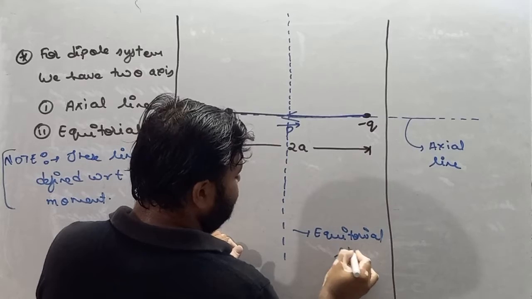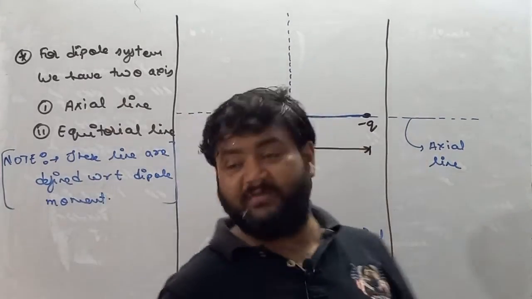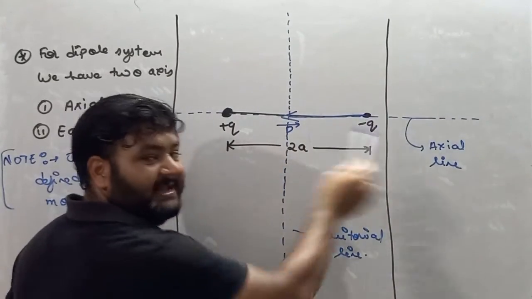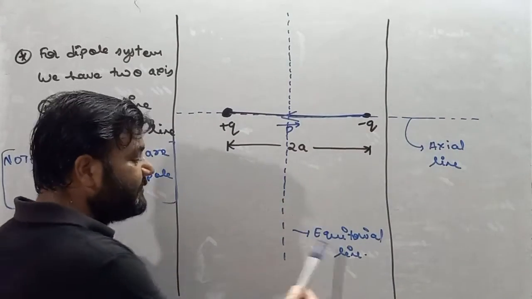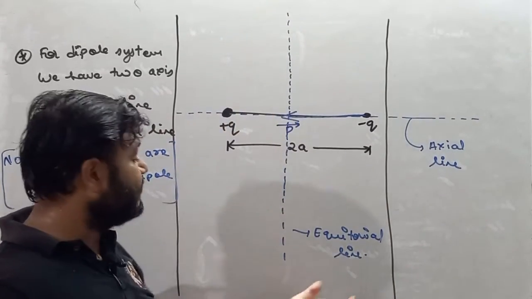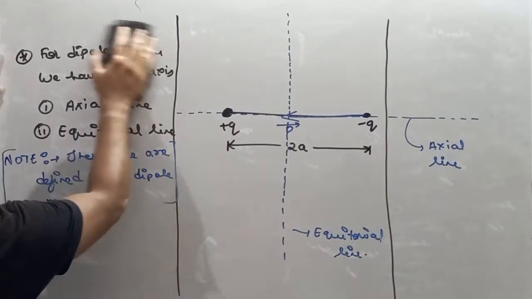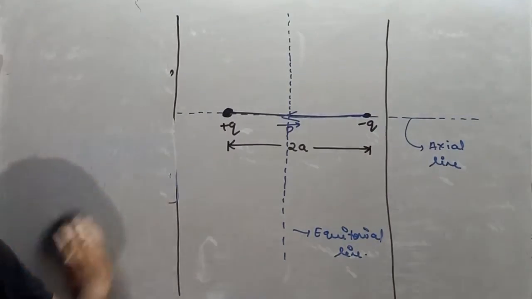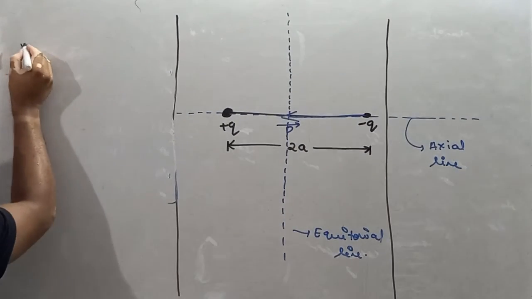So if I wish to define the axial line with respect to dipole moment, what will we say? We'll say axial lines are those lines which are parallel to dipole moment. And what is the equatorial line? The line which is perpendicular to dipole moment is called the equatorial line. So try to write the definitions of axial line and equatorial line. I hope you all are getting my points because these things are very easy to understand.